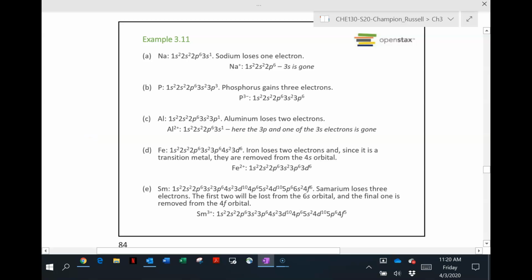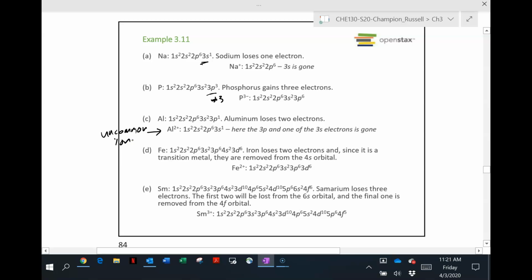Sodium is 1s2, 2s2, 2p6, 3s1. If it becomes sodium plus 1, it loses 1 electron. And phosphorus is -3, so we add 3 electrons to the 3p in phosphorus's case, and we get 6. Aluminum 2 plus, we'd lose 2 electrons, one of the p electrons and one of the s electrons. By the way, aluminum 2 plus is an uncommon ion. You won't usually see that type of ion.